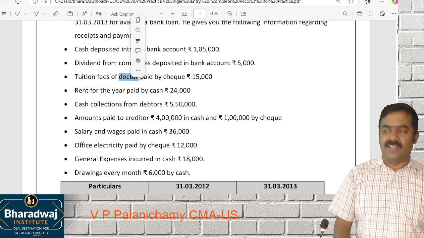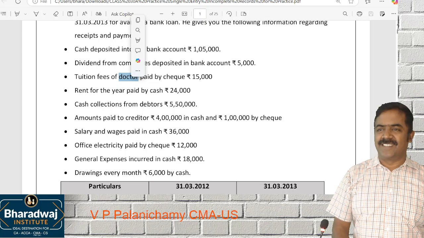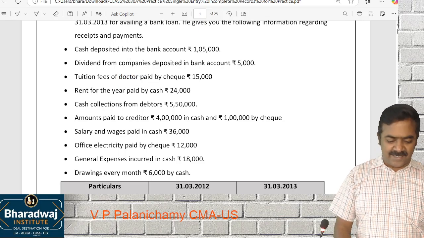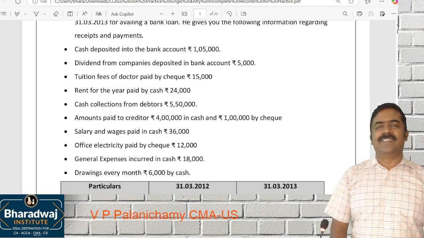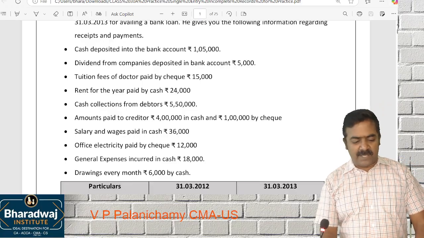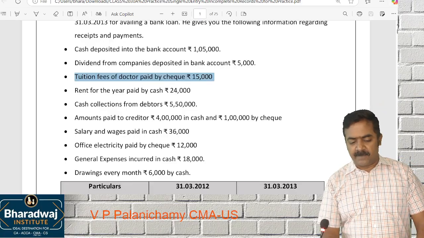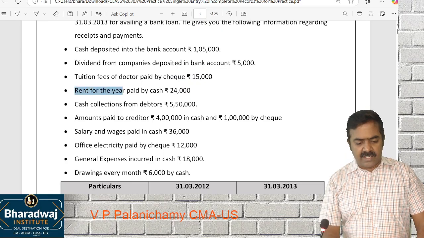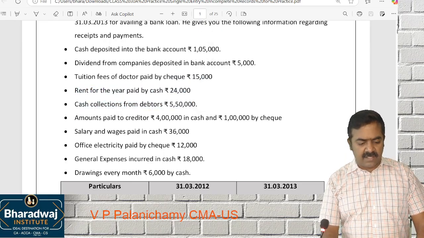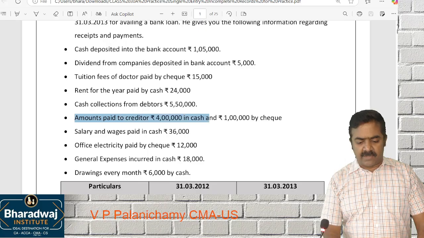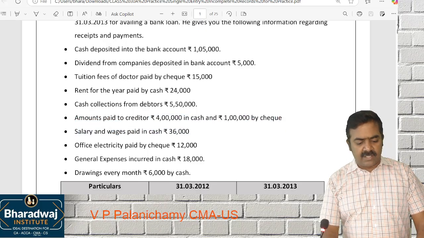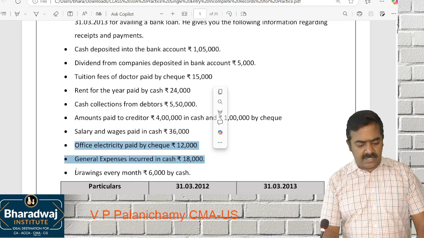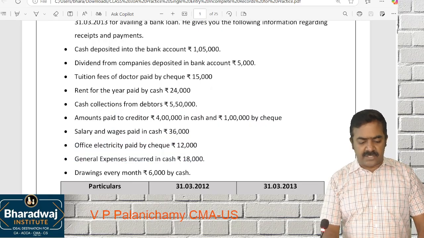Daughter's tuition fees paid by check. It is like drawings. Rent paid in cash, cash collection from debtors is given, amount paid to creditors in cash as well as by check. Salaries and wages paid in cash, electricity paid by check, general expenses incurred in cash, drawings every month in cash.